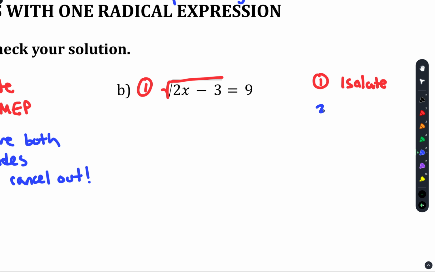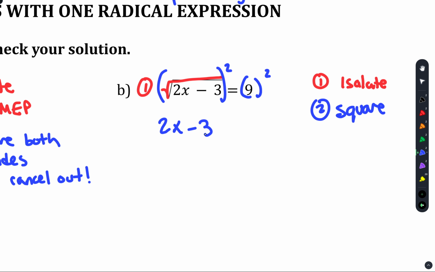Step 2 is to square both sides. So I'm going to take the whole left side and square it, and the whole right side and square it. On the left side, square cancels out square root. So all that's left there is 2x minus 3. I'm not changing those numbers at all. I am literally just getting rid of the square root. On the right side, 9 squared, 81. And that's my step 2.